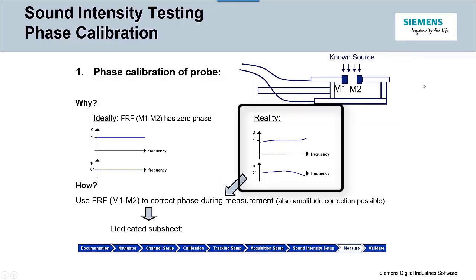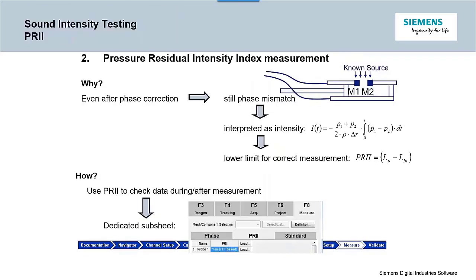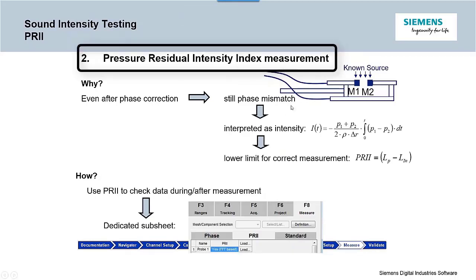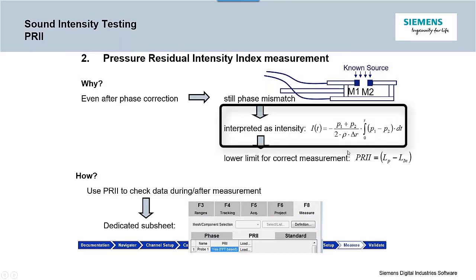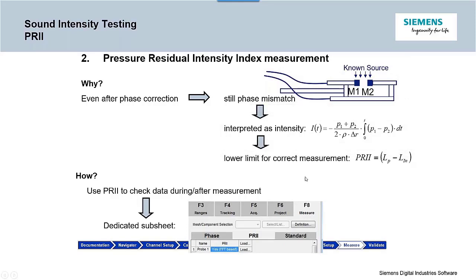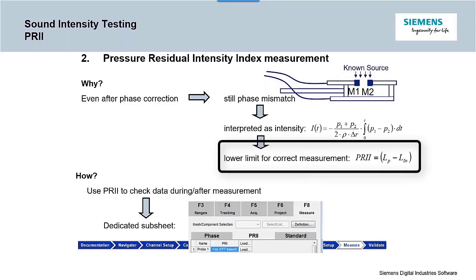But in real life, you will see that there is some what is called phase mismatch between the 2 microphones. So even if you send the same known source signal, there will be some differences, and that determines what is called the noise floor. And the noise floor is quantified in terms of this pressure residual intensity index. So to determine that, you send the same signal, and then whatever intensity you measure, that is the lower limit for the correct measurement. That determines the lowest intensity level that you can measure.